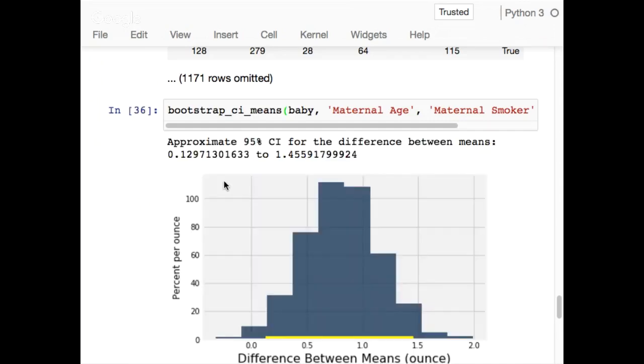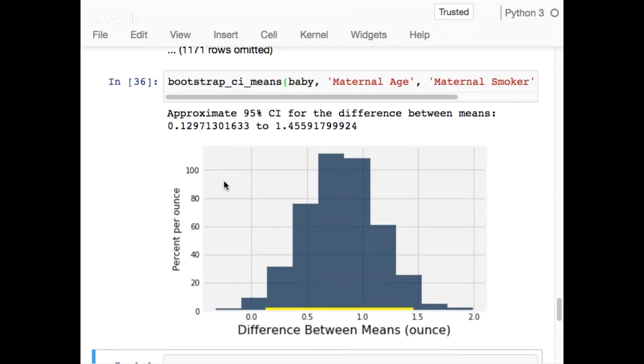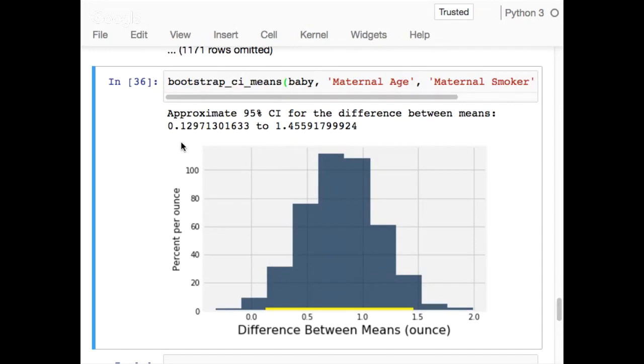Bam, confidence interval. There we go. Okay, so we can see here that it looks like the difference in means was about 0.13 to 1.46. So we can take a look at that and then make some conclusions there. Okay, so we get a sense of the range and difference.